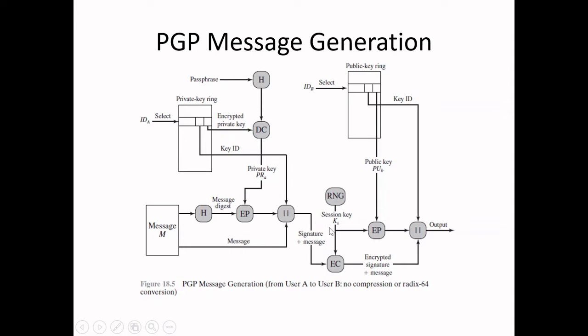A new session key is being generated by a particular algorithm, say CAST or whatever. Now that session key has to be encrypted before it is sent to the recipient side. That encryption is done using the public key of the recipient. The public key of B resides in the public key ring, so we have to select the public key here, and the key ID of that public key also has to be part of the message when we are sending it to the other side. Similarly, the key ID of the private key which is used also has to be part of the message.